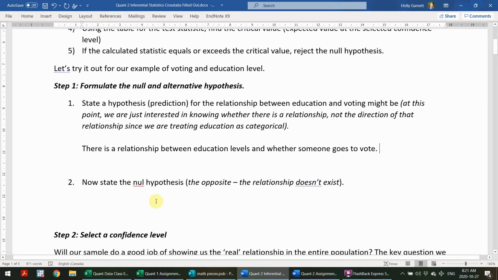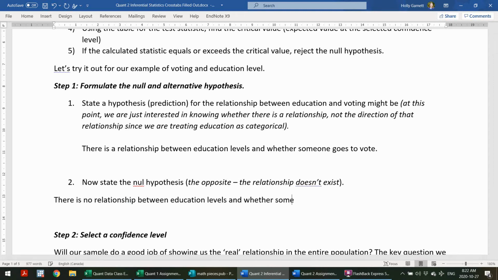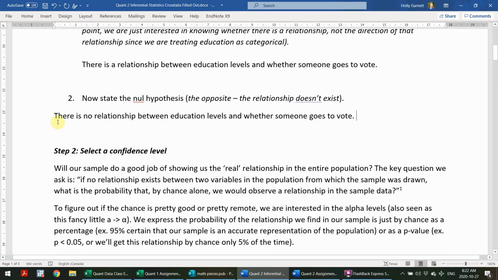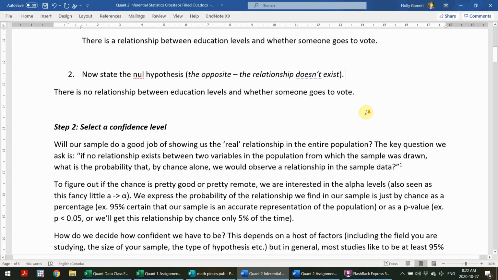There we go. So now we need to state the null hypothesis. So that means the opposite. So the relationship doesn't exist. So there is no relationship between education levels and whether someone goes to vote. Okay, so can we reject this null hypothesis? Can we say that this is not the case, in which case this is the case? All right, so let's figure out how to do this.